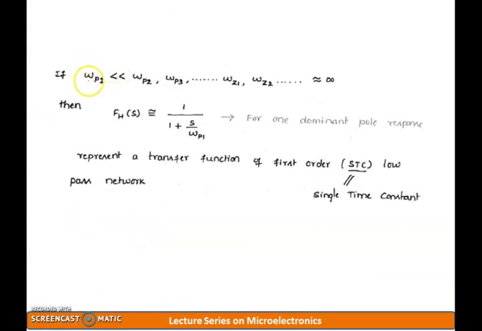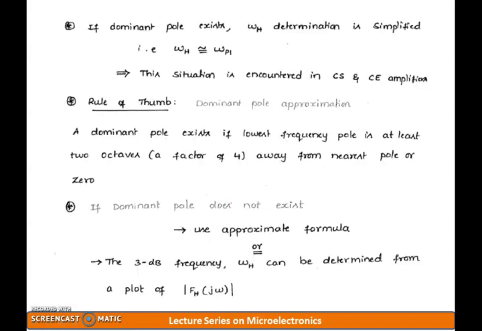To summarize in one sentence, if the dominant pole omega P1 has more impact than any other poles and zeros of the entire system, then FH of S can be written as 1 upon 1 plus S by omega P1, which simply represents the transfer function of a first order single time constant low pass network. It is very similar to the simple low pass network transfer function, whatever we are going to discuss with respect to the amplifier's upper cutoff frequency. Now if a dominant pole exists, the determination of omega H is very simplified.